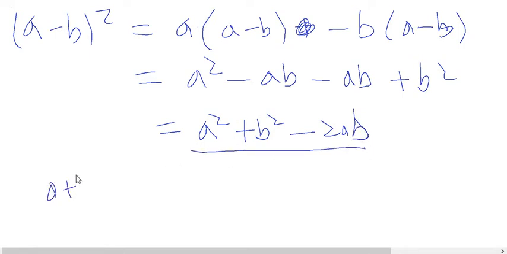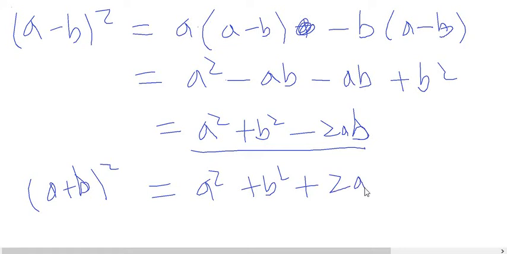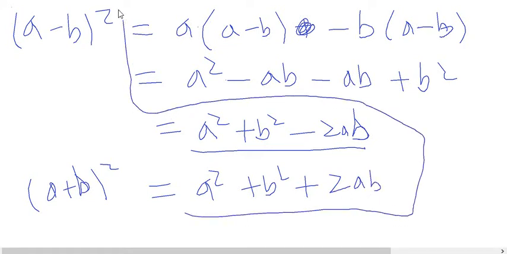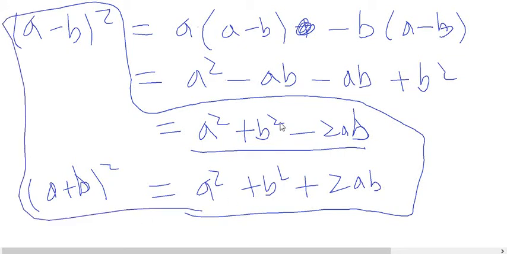What was the formula for (a plus b) square? The formula was the same, a square plus b square, but in case of minus we have plus 2ab. Okay, so these two formulas are easy to remember, because they are related to each other. So this is going to help you in the future.